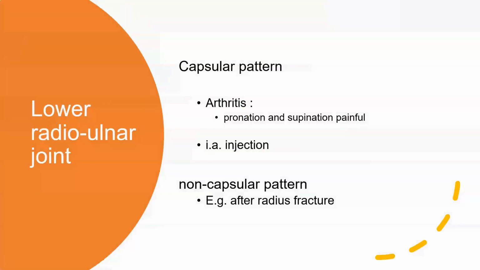A capsular pattern in the radio-ulnar joint points in the direction of an arthritis. The capsular pattern is pronation and supination, which is painful, but not limited. In fact, this is one of the few capsular patterns where we don't find a limitation. The patient reacts very well on intra-articular injection.